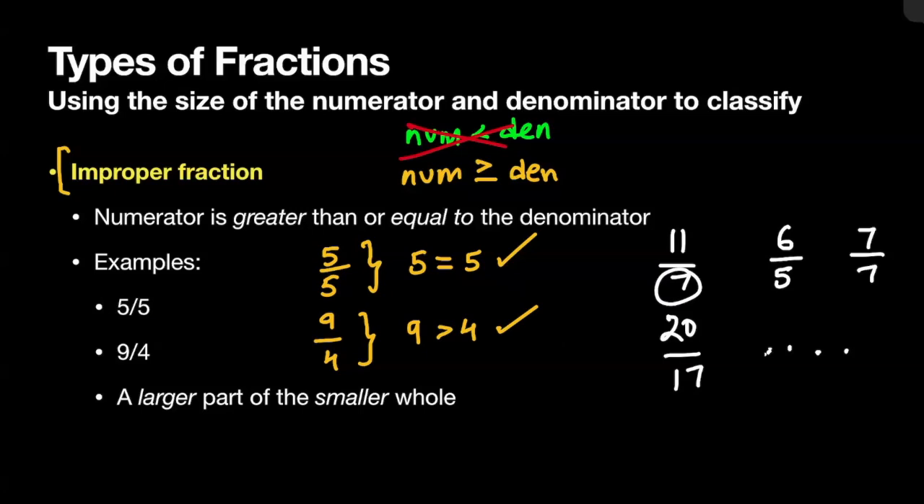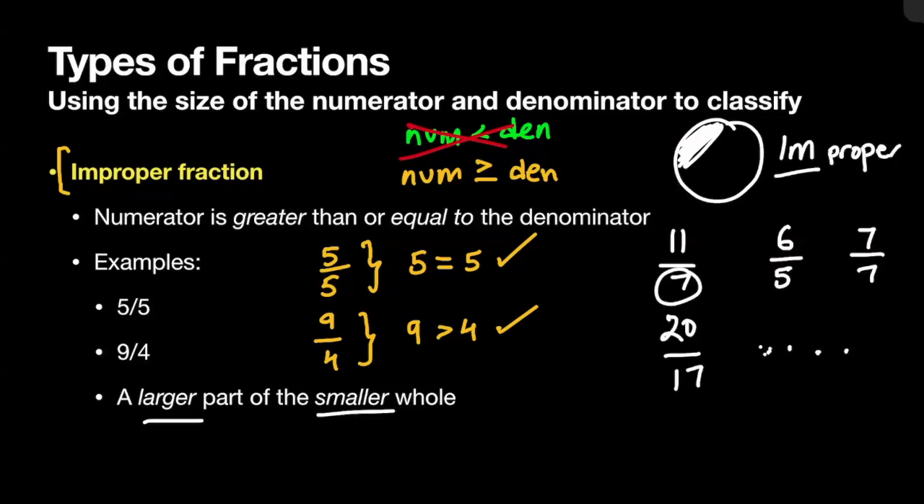This is why we call it improper, because we use it to represent a larger part of a smaller whole. However, logically, that doesn't make sense, right? If we have a shape, how can we have a part that is bigger than the shape? We can usually have only a smaller part of the shape. So that's why we call it improper fraction. So is everyone understanding improper fractions?